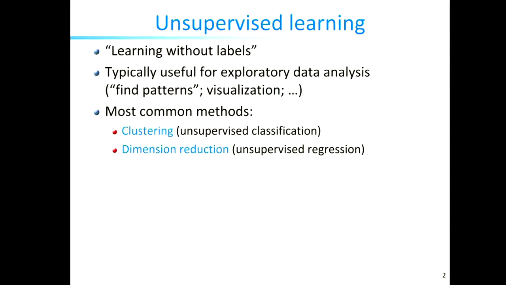Now, in supervised learning, the two canonical tasks that we had been talking about essentially all semester so far were regression and classification. And so there are two analogous canonical unsupervised learning problems, clustering and dimension reduction, which you can view as unsupervised analogs of classification and regression. Clustering is an unsupervised analog of classification, and dimension reduction is an unsupervised analog of regression.